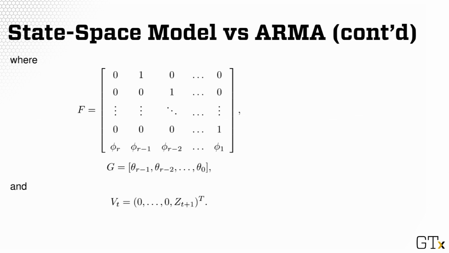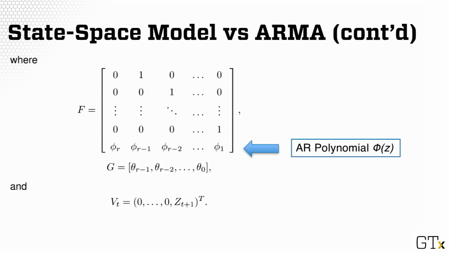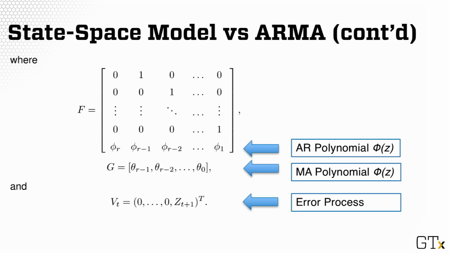The F matrix in the VAR model for x_t is merging an identity matrix with the last row, including the AR coefficients. The G matrix is the linear transformation of x_t and is simply the vector of the MA coefficients. Last, the error term process includes zeros except for the last term, which is specified by Z_{t+1}, the error term of the ARMA process at time t+1.